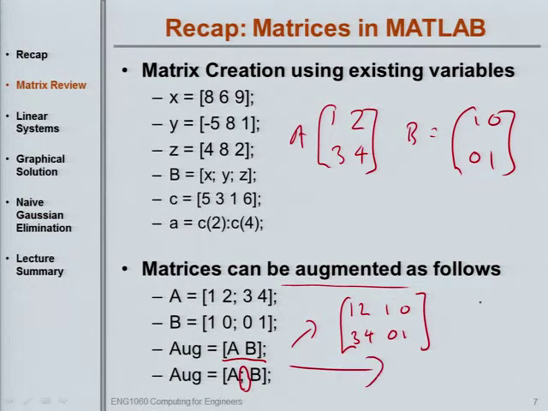So that then is going to end up with something that looks like 1, 2, 3, 4, 1, 0, 0, 1. So it's going to have 4 rows and 2 columns. Why is this interesting? Well, we're actually going to use this today in our Gaussian elimination. Okay, so you just need to know that you can actually do that.